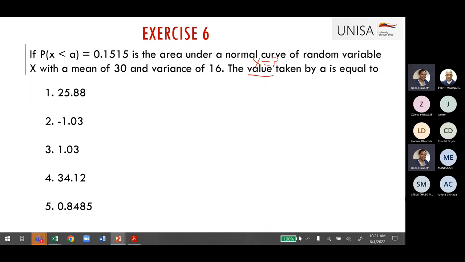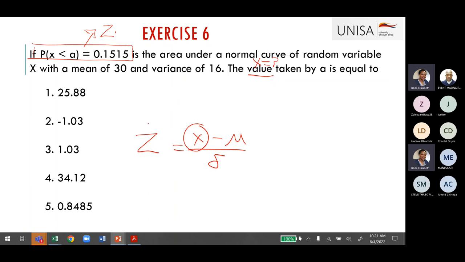All right, so what else have they given us? They've given us the probability. So we can use this probability to go find the Z value because we know our Z formula is X minus the mean divided by the standard deviation. So we're looking for the X. We have the probability, so it means we can find the value. So we know that the probability of Z less than A is 0.1515. I'm using this scenario because they told me that that is the probability of X less than A, which is the same.